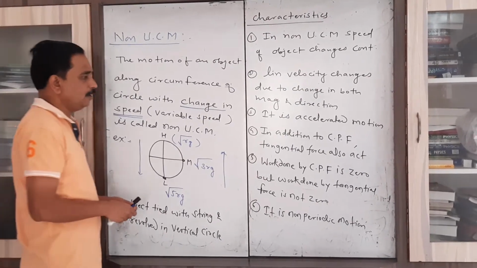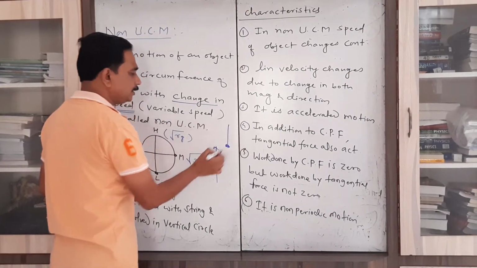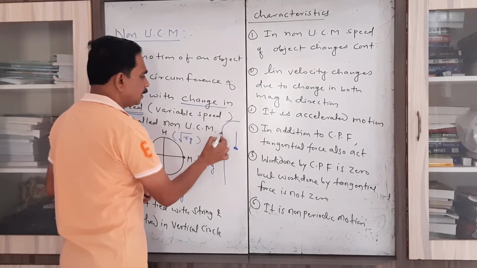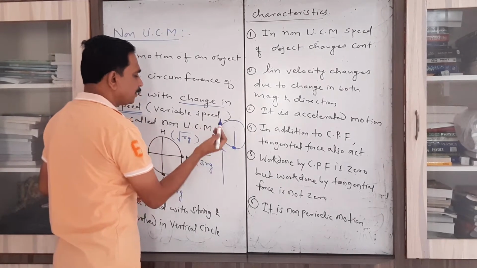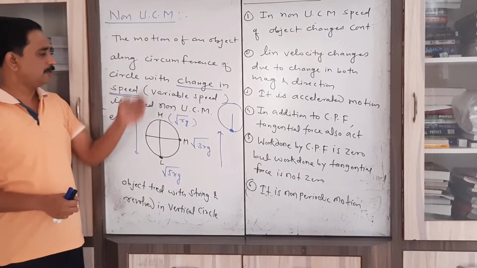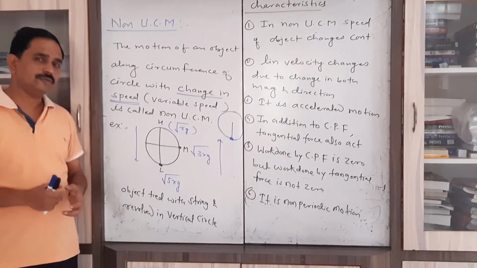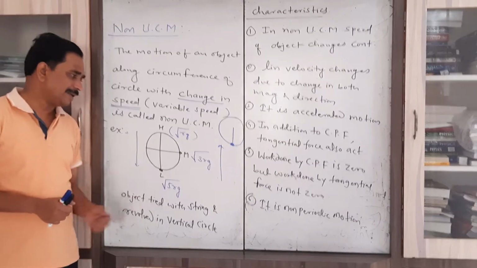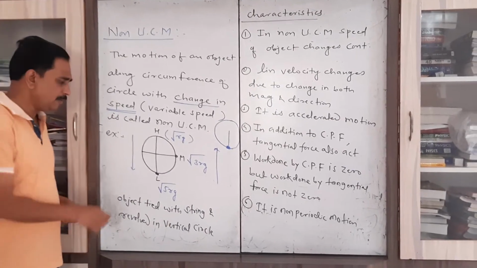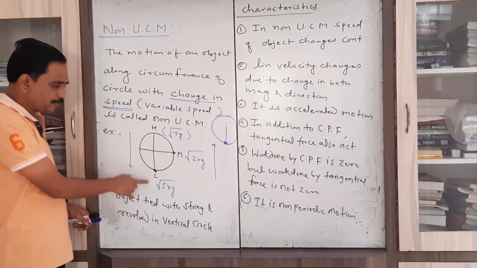If we consider one object tied with a string, and it is revolved in a vertical circle, then this object performs non-uniform circular motion. Now why does this object perform non-uniform circular motion? That can be explained easily with the help of this diagram. Initially, we consider that the object is present at the lowest position.